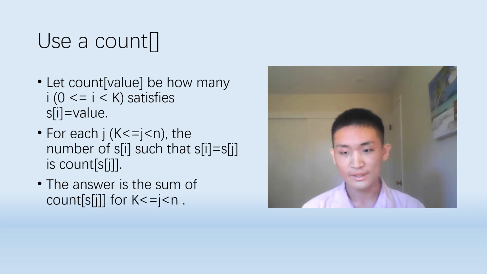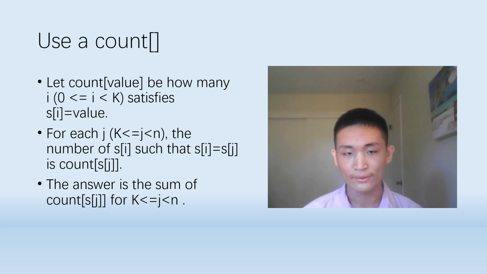The final step is to use a count array. Let count of value denote how many i between 0 and k minus 1 satisfy S of i equal to value. For each j between k and n, the number of i such that S of i is equal to S of j is count of S of j. Thus, the final answer is the sum of count of S of j for j between k and n.